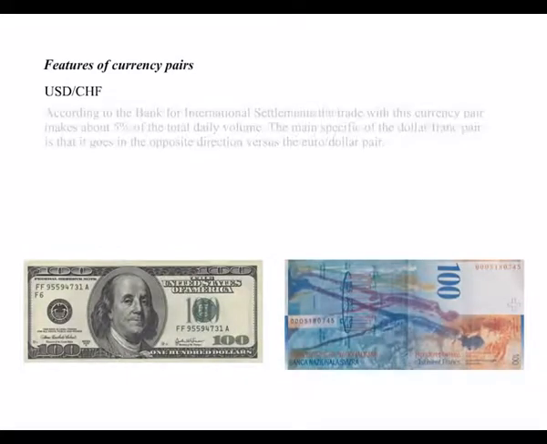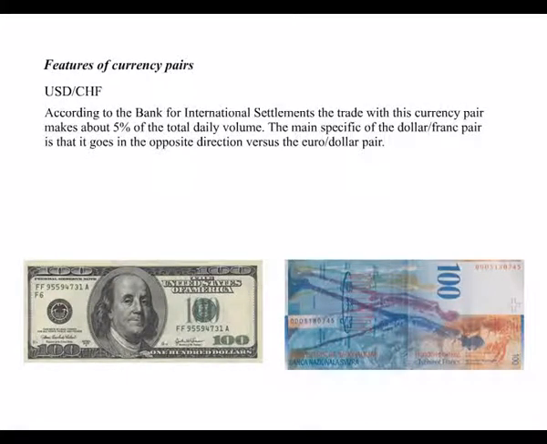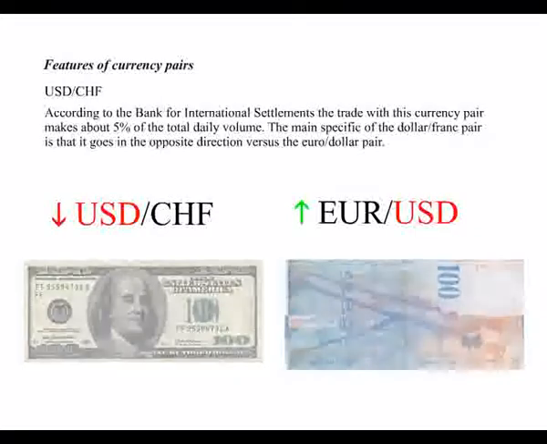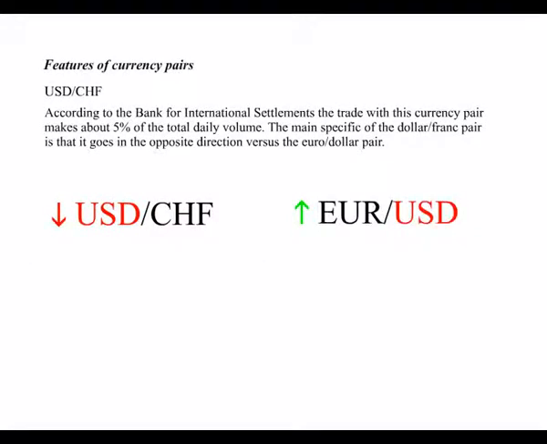The US dollar, the Swiss franc. According to the Bank for International Settlements, the trade with this currency pair makes about 5% of the total daily volume. The main specific of the dollar-franc pair is that it goes in the opposite direction versus the euro-dollar pair.